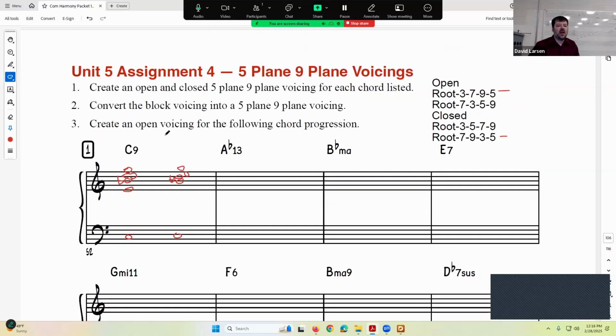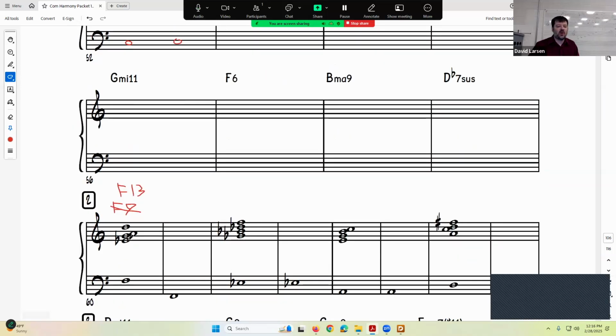Now, all we'd need to do is make sure it's in a 5-plane, 9-plane voicing. Let's say I wanted to do an open voicing, and let's do 7, 3, 5, 9. The 7 of the chord was right here. That's an E flat. Then I need a 3, which is A. Then I need a 5. In this case it's 13, right? Because the 5 and the 13 are from the same plane. And then the 9 plane, this has a G, which is the 9. So it would look like that. And that's the answer to the question.